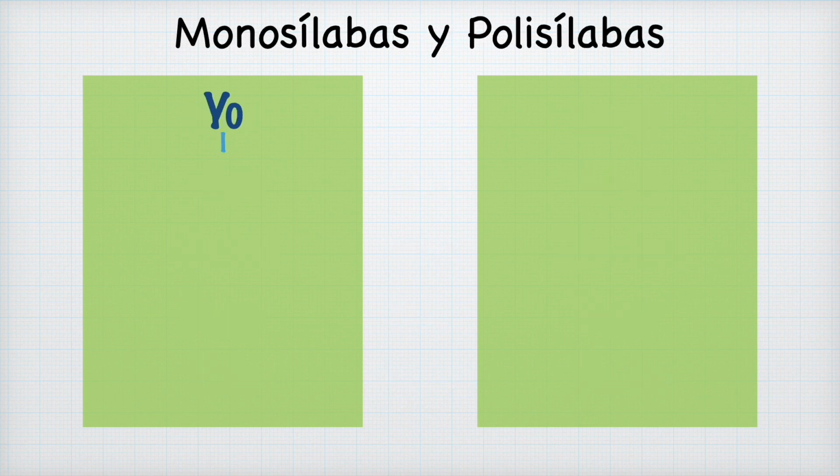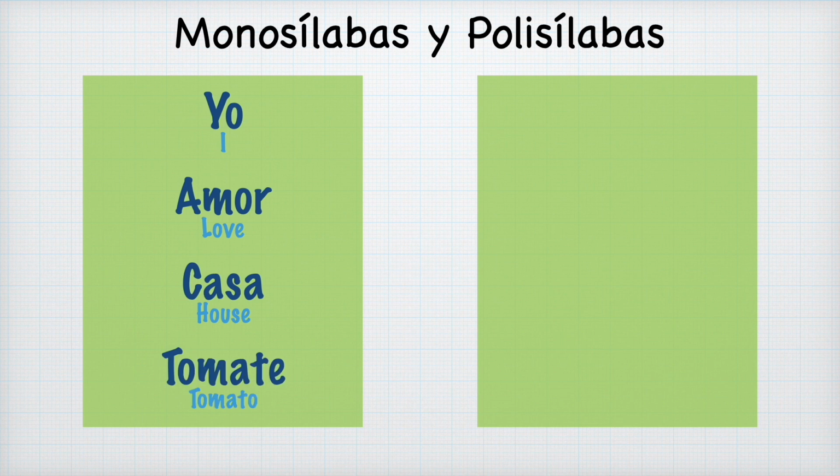There are words with one syllable, like yo, and there are words with two or more syllables. Some examples are amor, amor, it has two syllables, casa, casa, it's 2 syllables as well. Tomate, tomate, it's 3 syllables. Persona, persona, it's also 3 syllables. And we'll take a look in a minute at how they are formed.